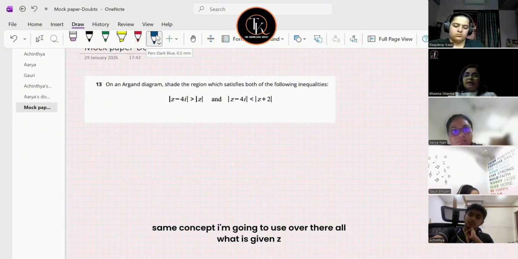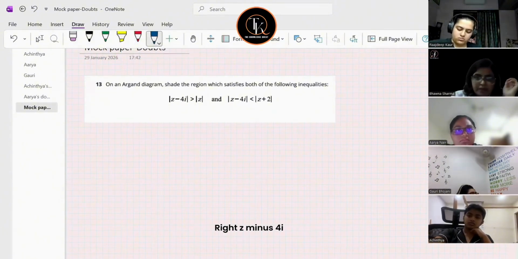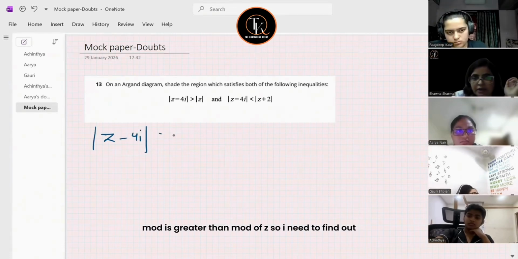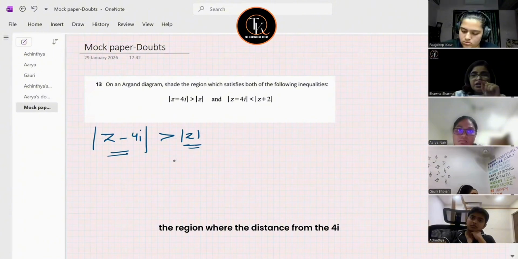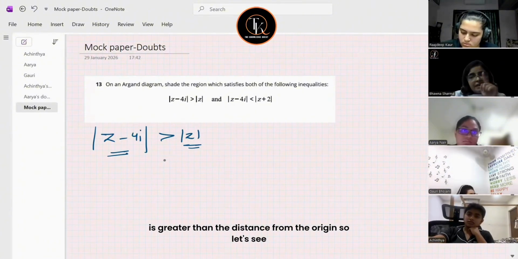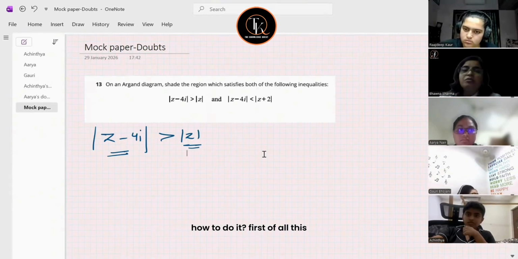What is given is mod of z minus 4i is greater than mod of z, right? Mod of z minus 4i is greater than mod of z. So I need to find out the region where the distance from 4i is greater than the distance from the origin. So let's see how to do it.